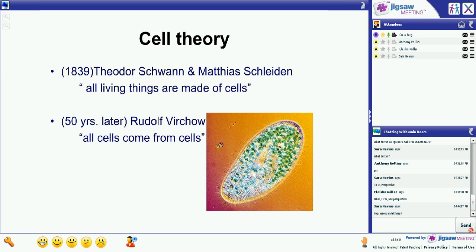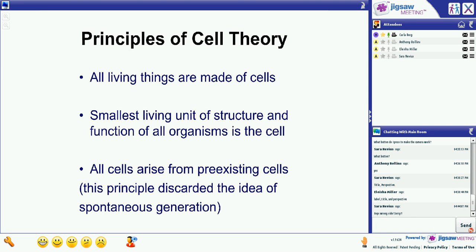The cell theory is something that you probably have heard of. In 1839, the cell theory was first thought about by Theodor Schwann and Matthias Schleiden, and their version of the cell theory is that all living things are made up of cells. Simple enough. 50 years later, Rudolf Virchow added to that cell theory and said that all cells come from cells. That was his addition.